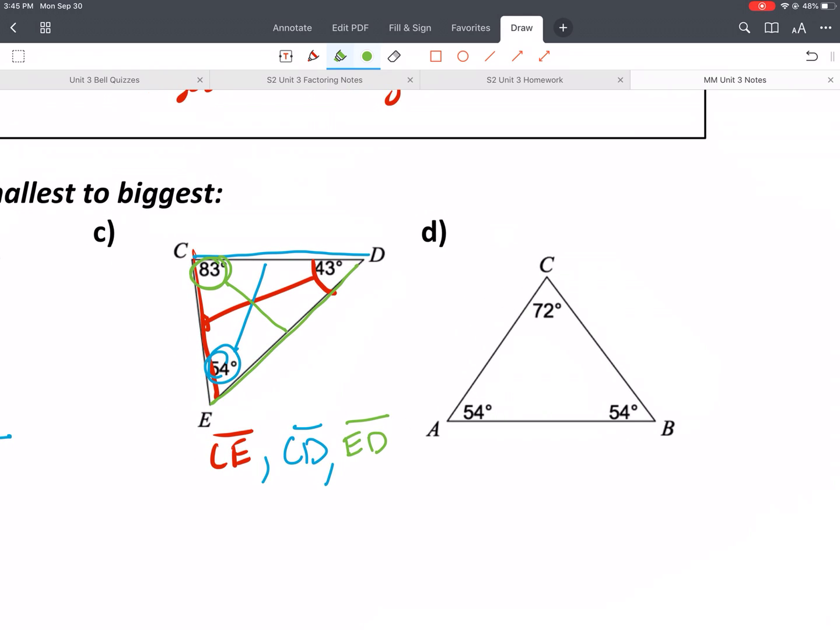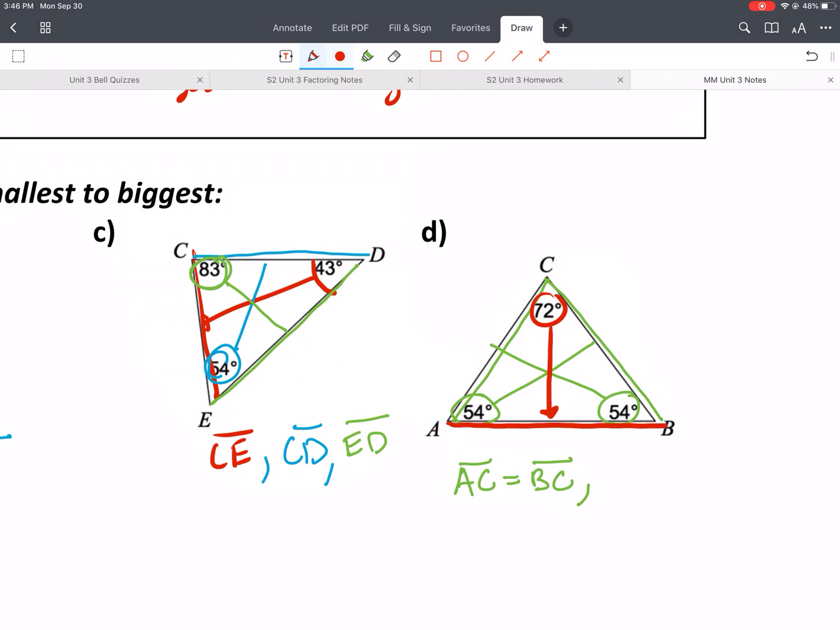Okay, D, smallest, is 54. But wait, we have two that are the same. These would be equivalent. So this side would be the same length as this side. So we'd say AC is equal to, or congruent to, BC, and then the largest side would be across from the largest angle, which would be AB.